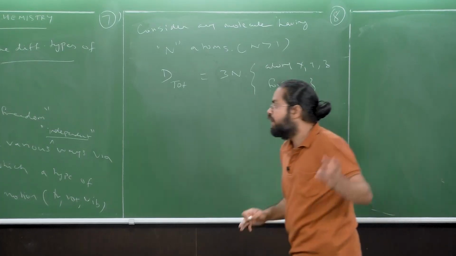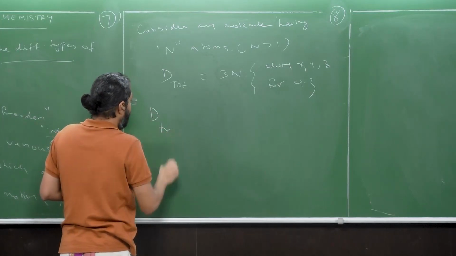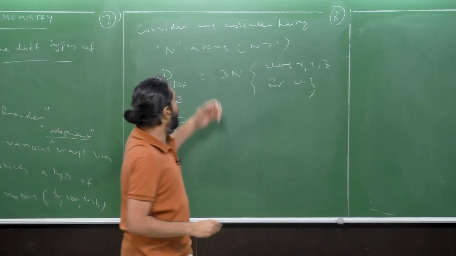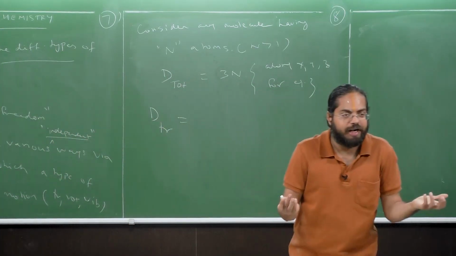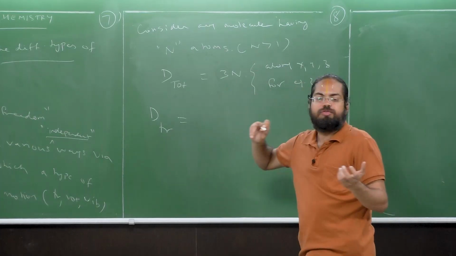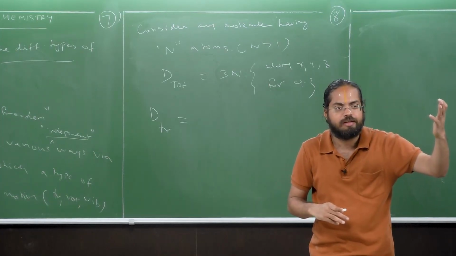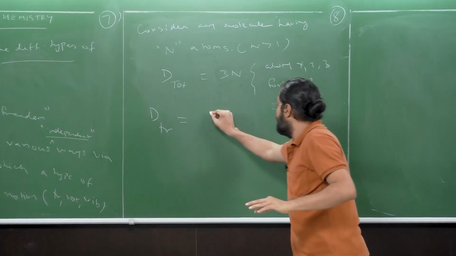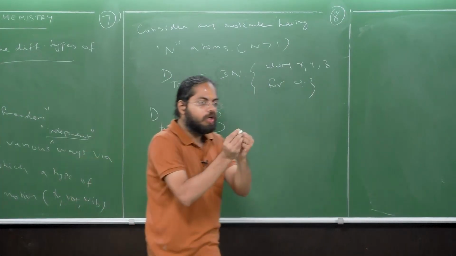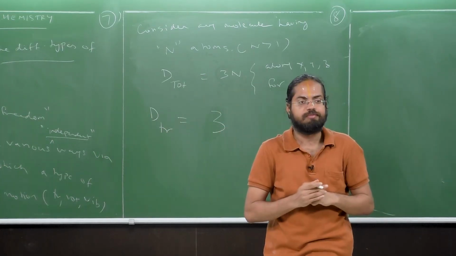Now let's consider the translational degrees of freedom. I'm going to refer to this by the symbol dTr. Now, it's kind of easy. If we consider the translational degrees of freedom, what are the independent ways via which translational motion can happen? It's only 3, because the molecule can undergo motion along the x direction, y direction, or z direction.